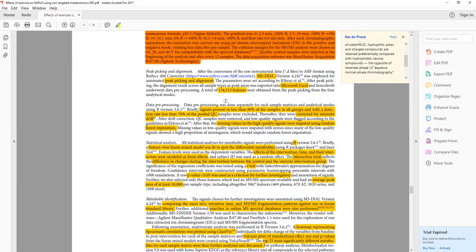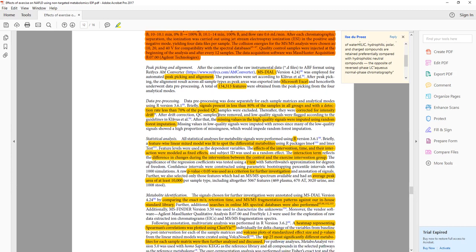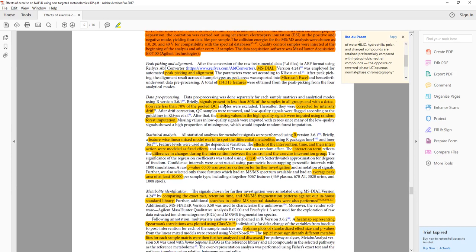Now you have to imagine, if you want to annotate or give names to 134,000 features, you will do 17 PhDs after each other to just get the annotations. It's not possible. So you need to process your data in a way to identify which of these features are really important, which means something. Is it junk? Do we want to use it further? So they did a few pre-processing steps here.